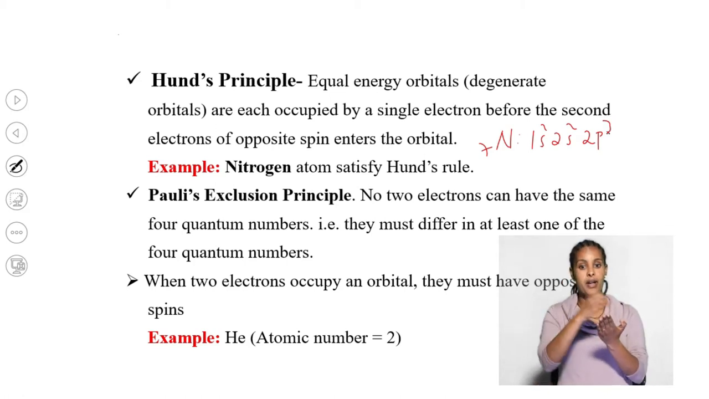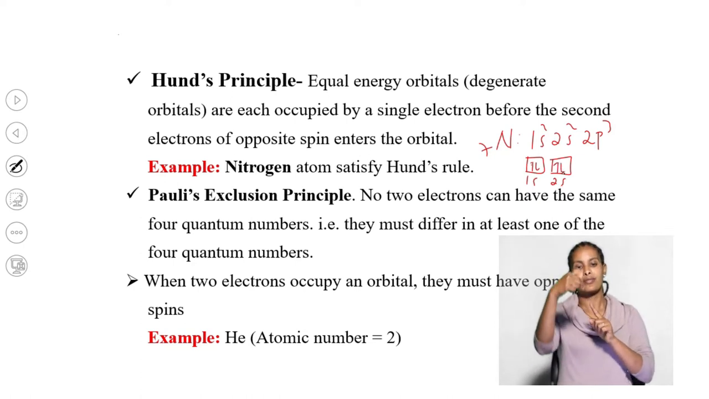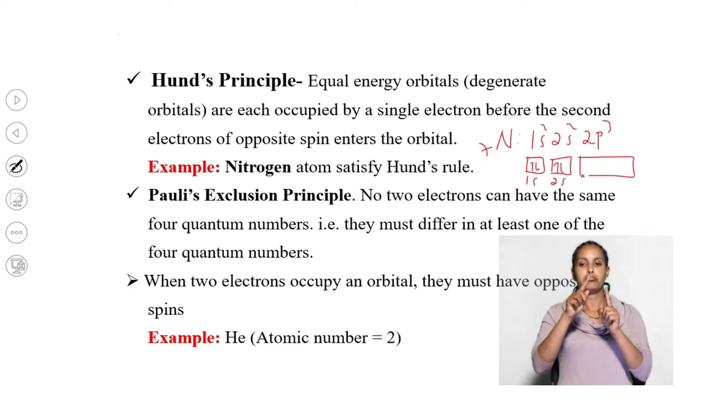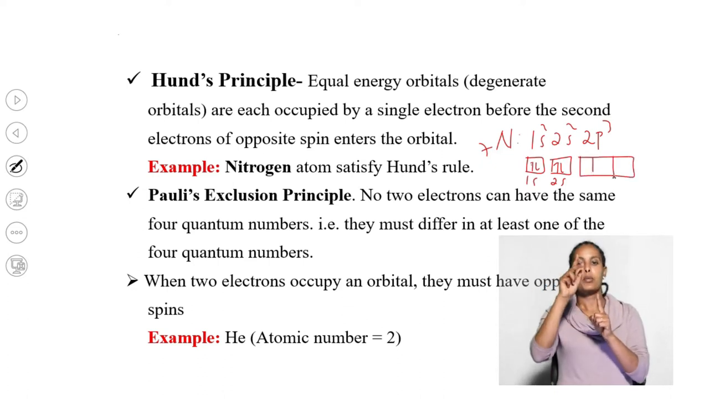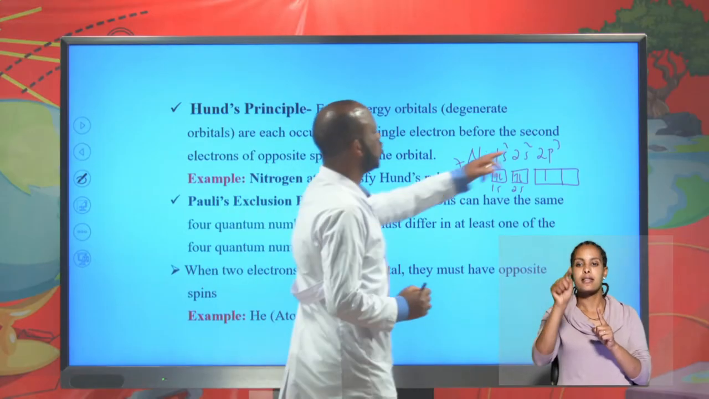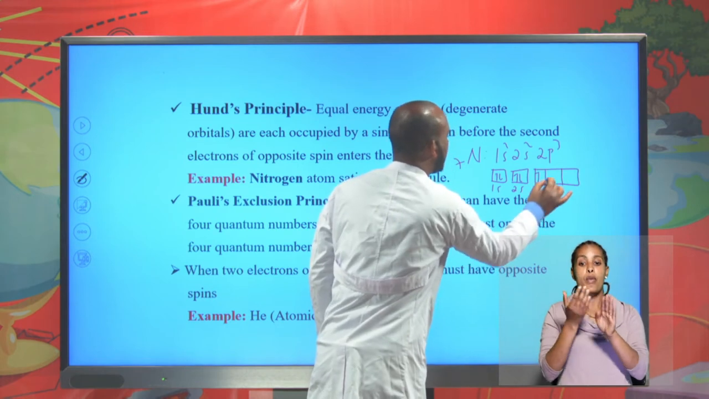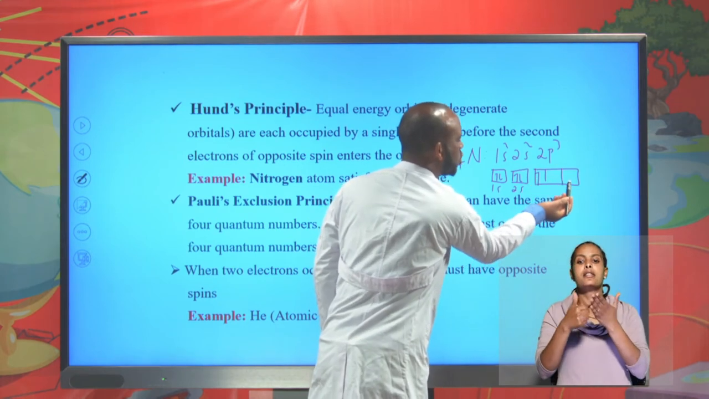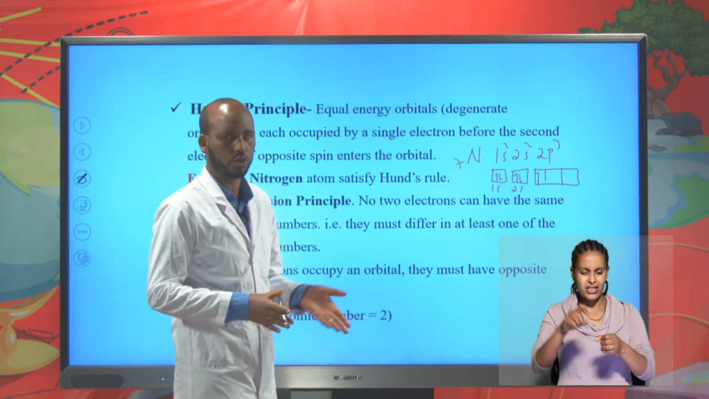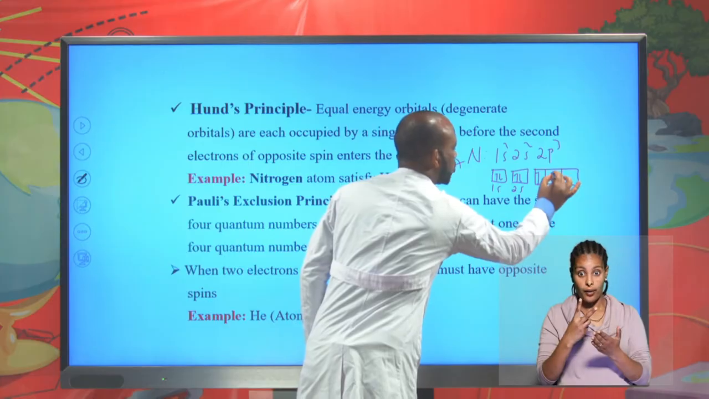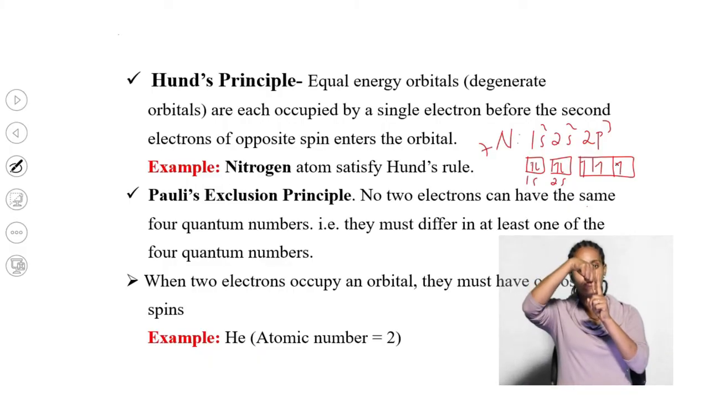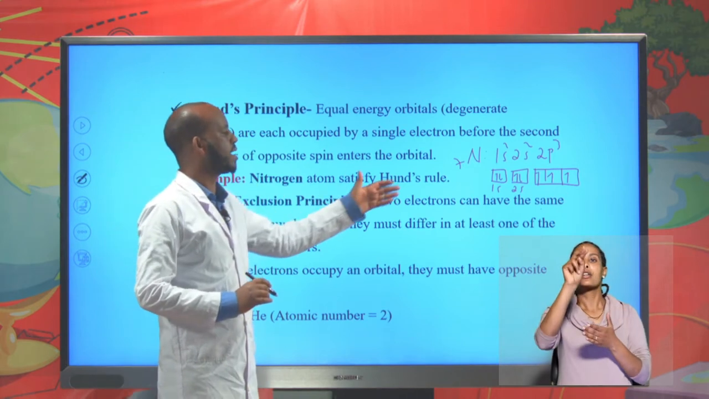Orbital diagram for the nitrogen atom. You see, the 1s atomic orbital has 2 electrons. The 2s atomic orbital has 2 electrons with opposite spin. The 2p subshell has 3 atomic orbitals: px, py, and pz. According to Hund's rule, before doubling, these vacant orbitals must be occupied with electrons, with parallel spins. Therefore, the nitrogen atom satisfies Hund's rule.